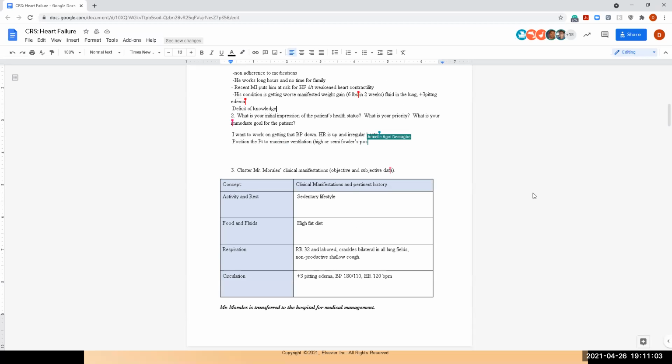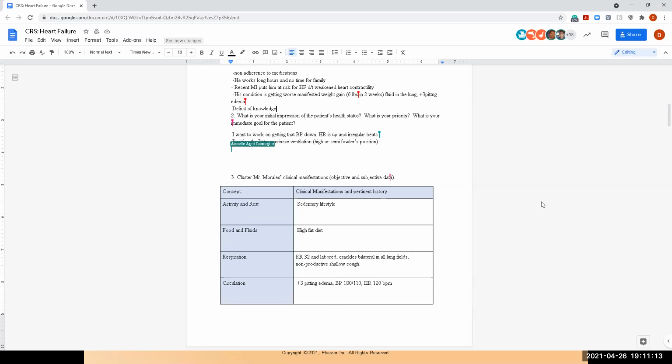And let's see up here, Armel said, position the patient, maximize ventilation. Yes. And get his legs up, right? And work on getting the heart rate down. He's probably, and we'll get into that. Just offhand, what kind of lab work are you thinking he needs to have done?